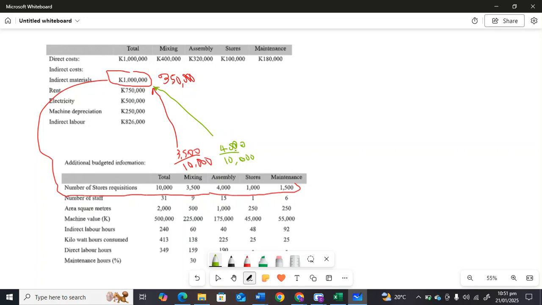Okay. So for here, this 4,000 divided by 10,000, that is 0.4. So that represents 40%. Mixing, 3,500 divided by 10,000, 0.35, that's 35%. So it's like out of this total 10,000, mixing gets 35%, assembly gets 40%, stores will get 10%, maintenance will get 15%. Was I too fast or is that okay?